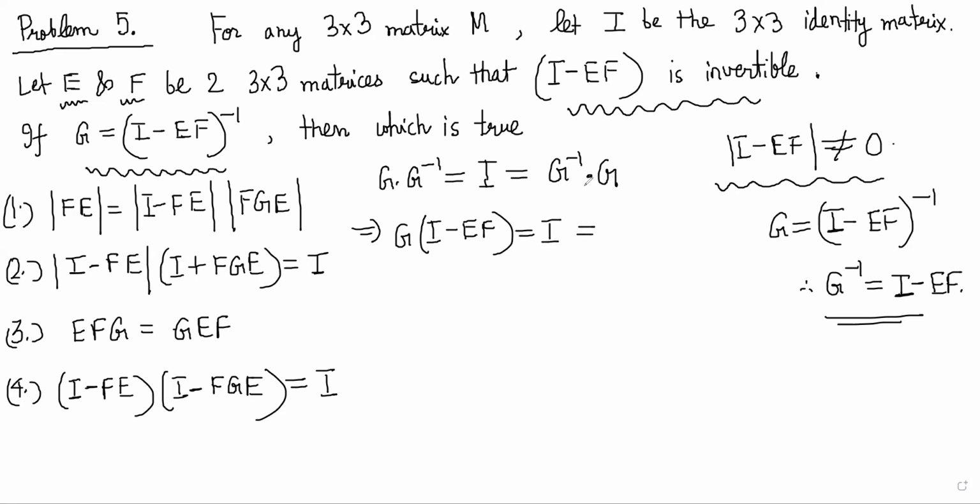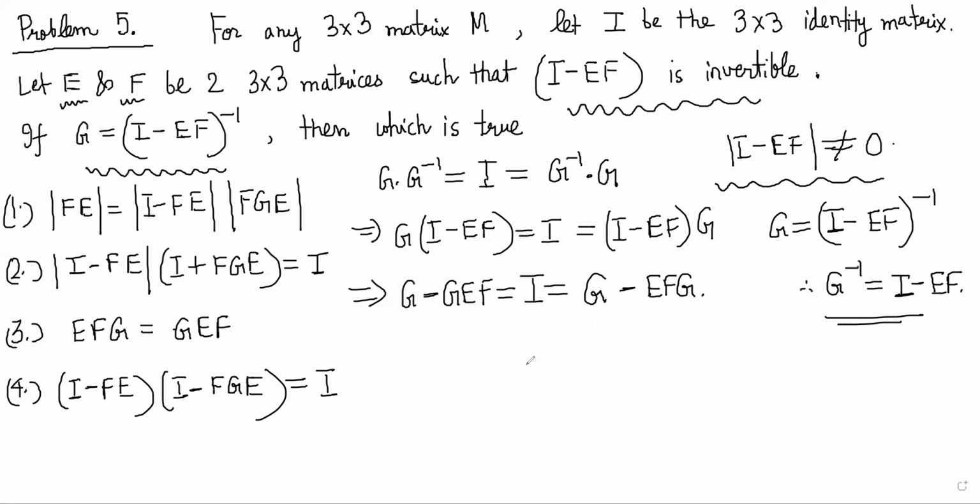And on this side, G inverse was I minus EF, so we are putting I minus EF into G. If you multiply this out, you'll get GI, which is G only, minus GEF is equal to I, and this is G minus EFG. So can you see from the first and the third expression that it is obvious that GEF is equal to EFG? So immediately that gives us the third option as correct.